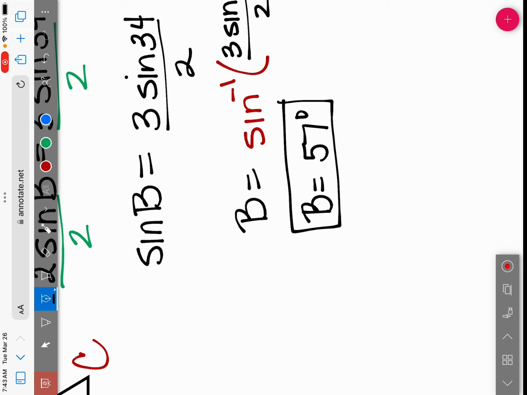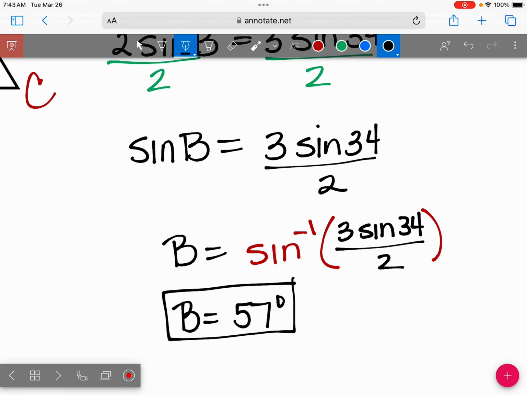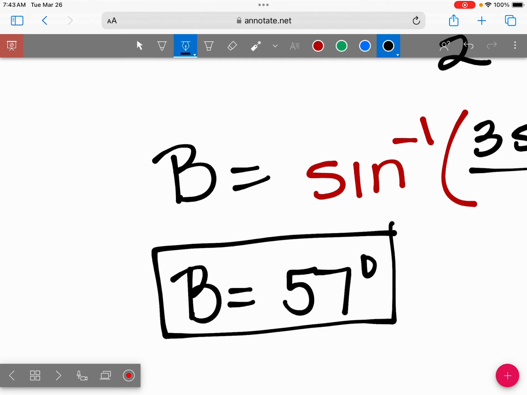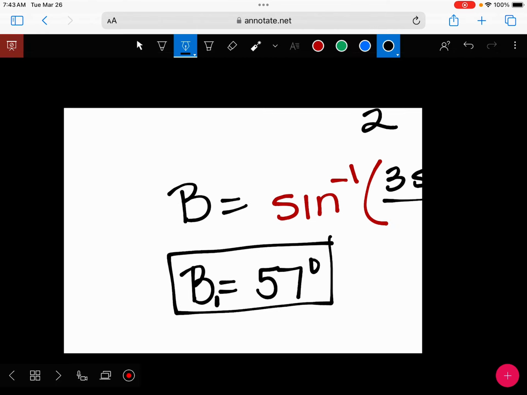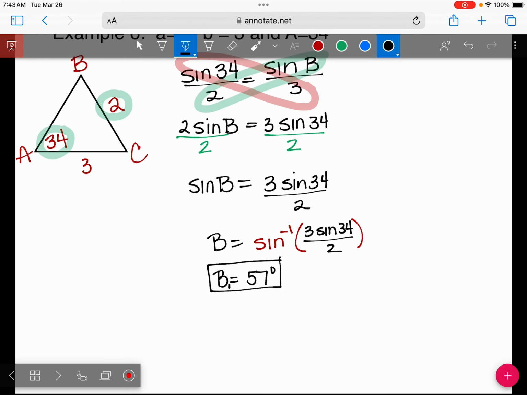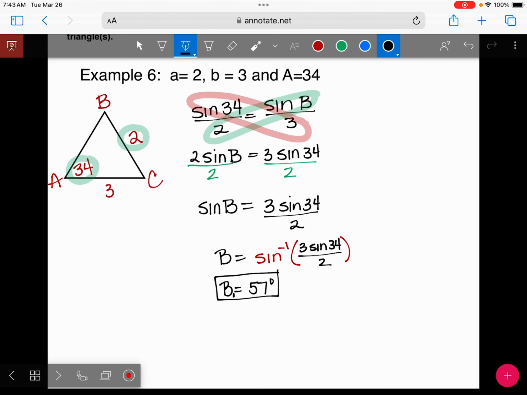Would you rather just type your result, right? Yeah, I'm gonna do it in there. Okay, so we don't know though, because this is ambiguous. I'm gonna call this B1 because we don't know yet if there's going to be two triangles. So we'll talk about that in a second.